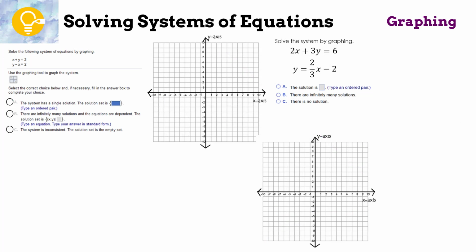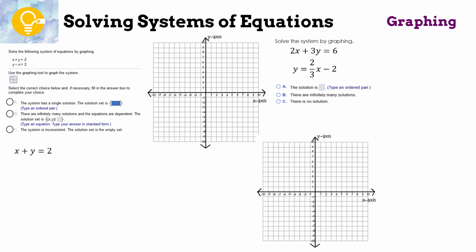Try these two also by yourself. Pause the video, do them both, and then press play to check. Let's look at the first one. X plus y equals 2 and y minus x equals 2.